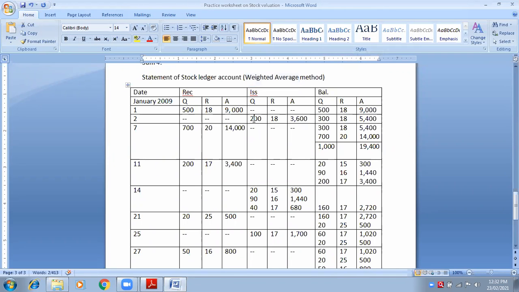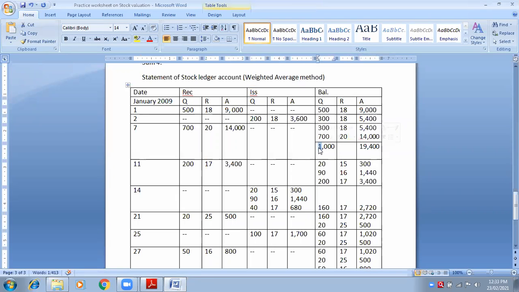Ma'am, why didn't we go with the weighted average rate when we were issuing 200 units? Because on the earlier date, we had only one slot of 500 units. We did not have more than one slot. Now, if we get more than one slot, the first step is to literally add both of them. We have to show the addition part.